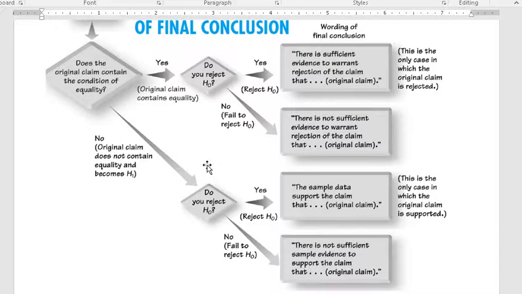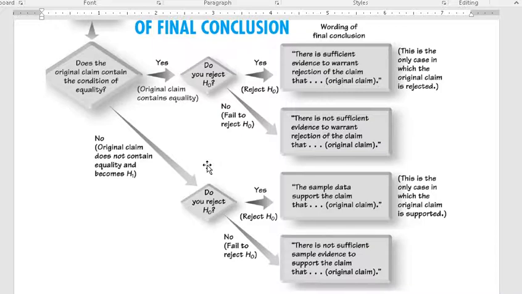Someone want to give me their conclusion in words? Want to take a shot at what theirs says? Have it evaluated? Olivia? Beautiful. Beautiful. Sample data support the claim.